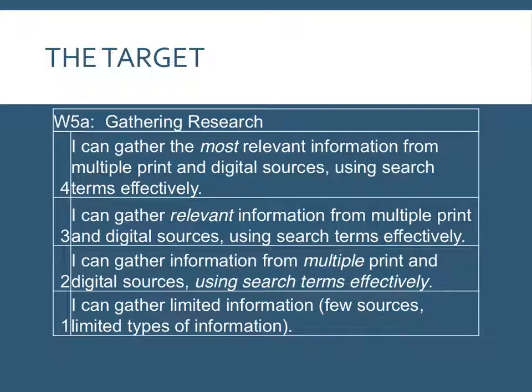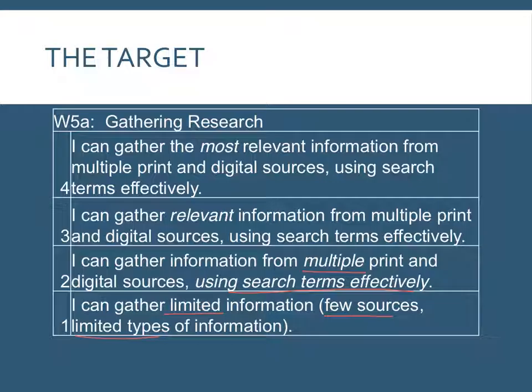We'll start with W5a, Gathering Research. This particular target relates to the types of research that you gather and how you go about getting them. At the 1 level, you have limited information. In other words, you have very few sources, limited types. At the 2 level, you've got multiple sources, and they would ask for both print and digital sources, but for our purposes, most of what we do will be digital. That's okay. It also asks that you can use search terms effectively, and we'll talk about what that means.